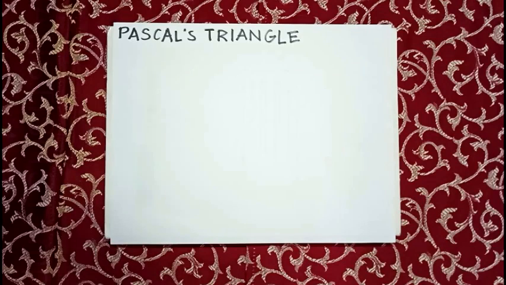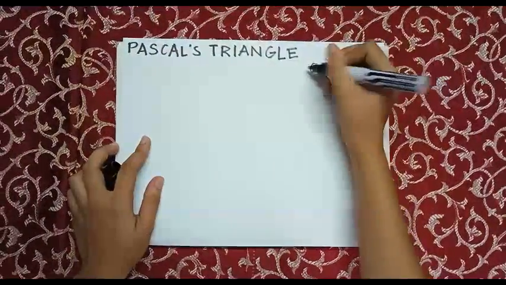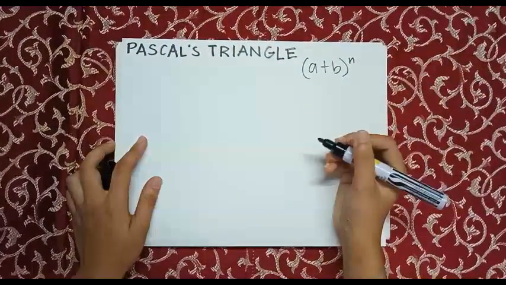Pascal's triangle is a triangular array of the binomial coefficients. It is applicable if n is not too big and if we want to determine all the terms in the expansion. So we'll start from the representation (a + b) raised to n.